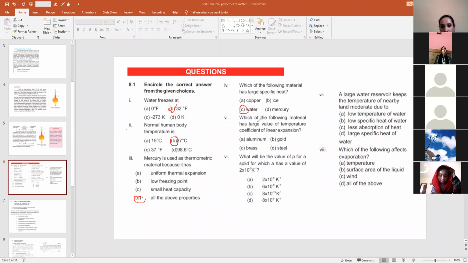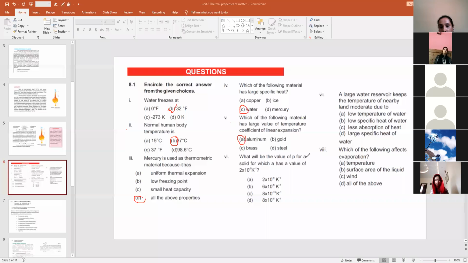Then question 5: which of the following materials has a large value of thermal coefficient of linear expansion? If you see page number 184 and look at table 8.3, the values for these materials are given for aluminum, brass, gold, steel. If you compare these four values, you can come to the result that aluminum has a large value of temperature coefficient of linear expansion, right? So the right option is option A.